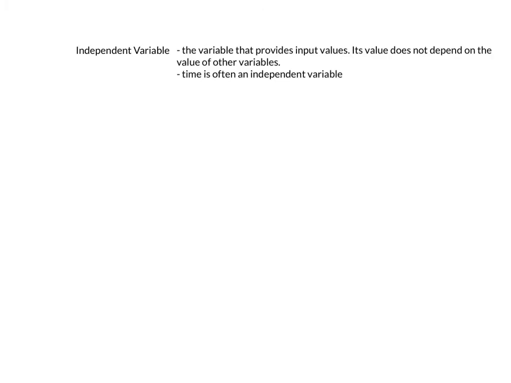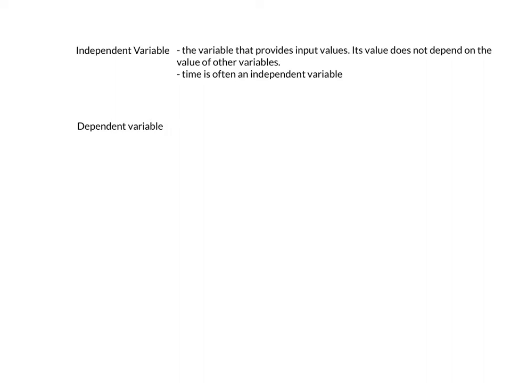So in order to graph functions, we need to have some of the language of functions sorted out and clear. The first term that we need to be clear on is the independent variable. The independent variable is the variable that provides input values. Its value does not depend on the value of other variables. So time is often an independent variable because time continues on. Things change over time, but time continues regardless of what else is going on.